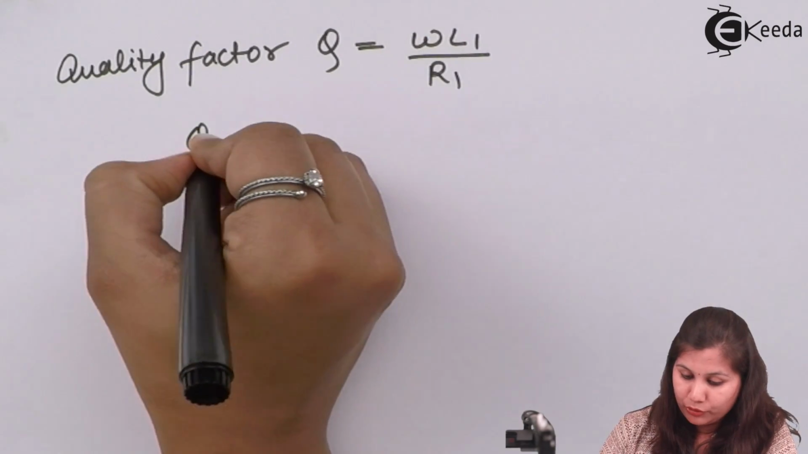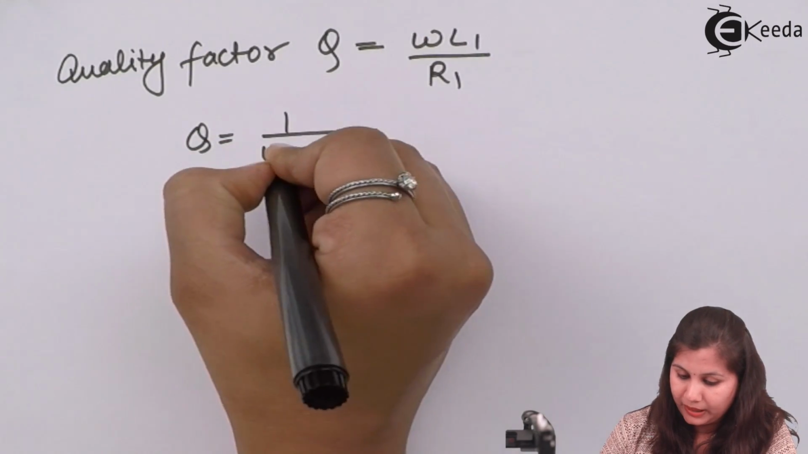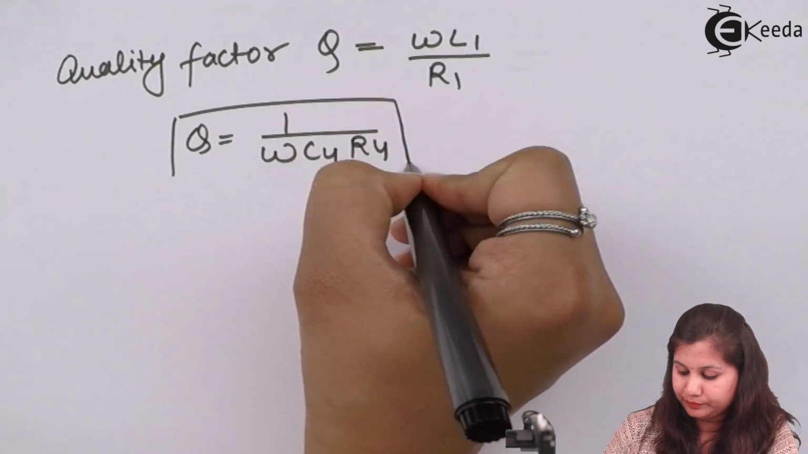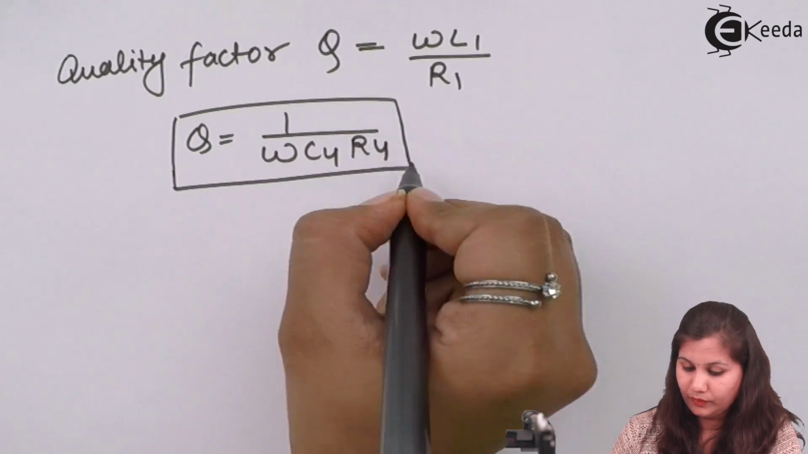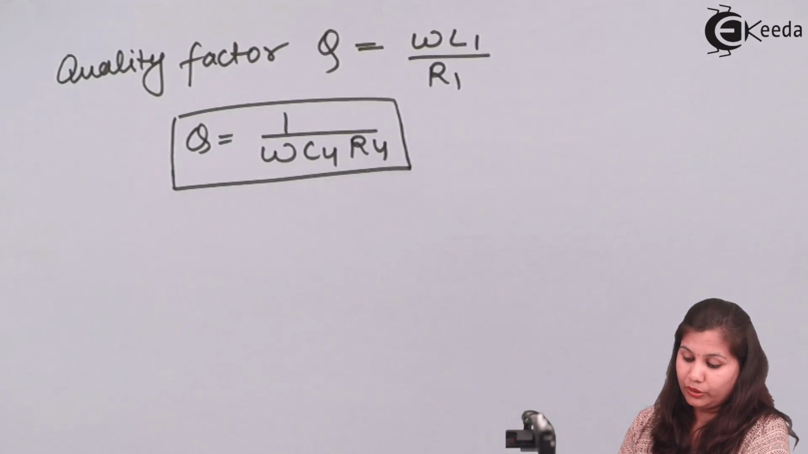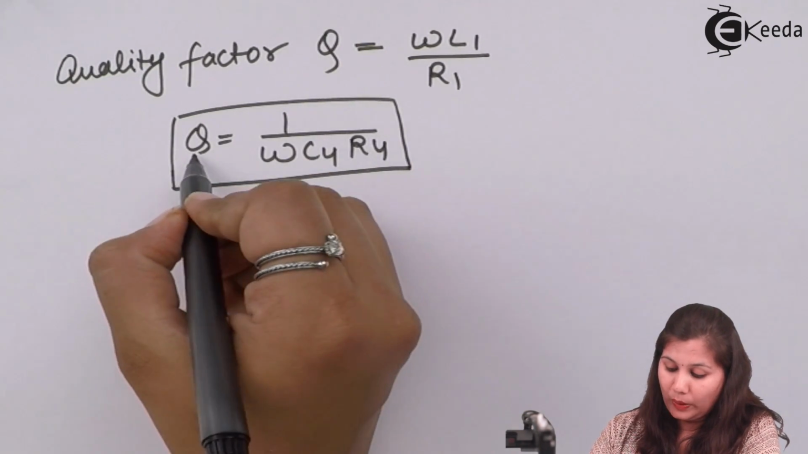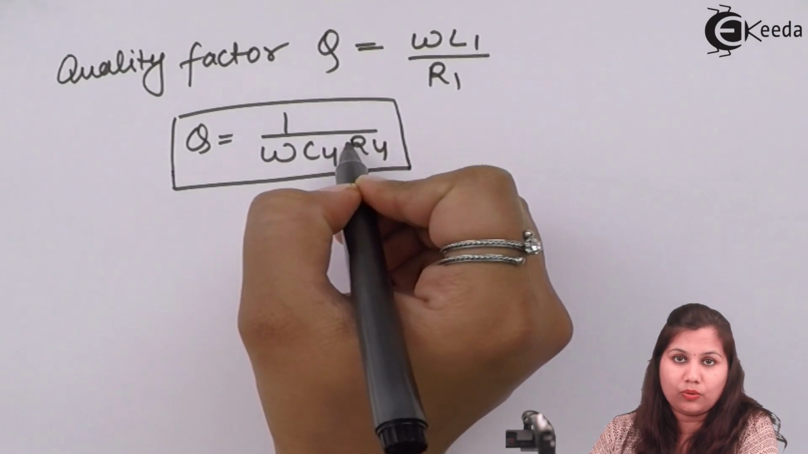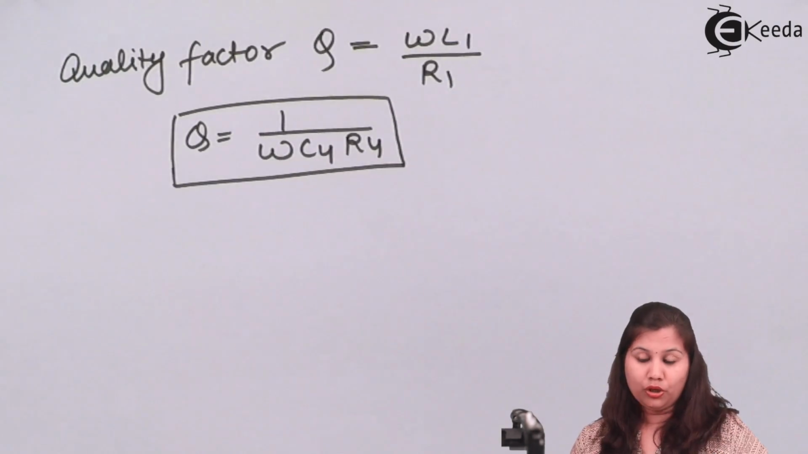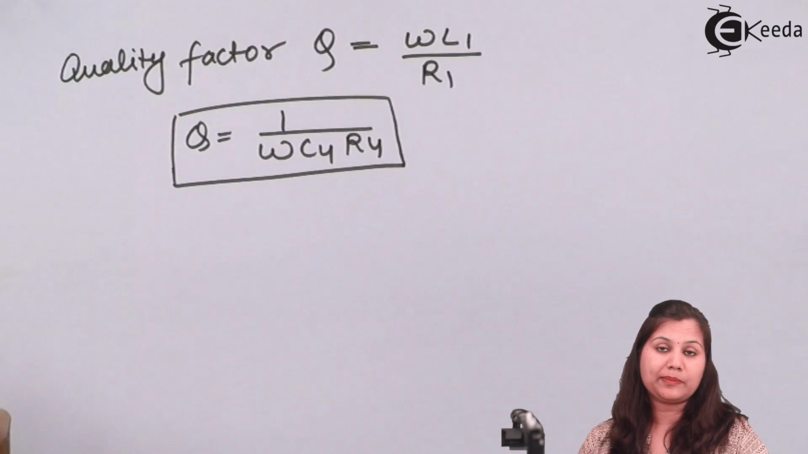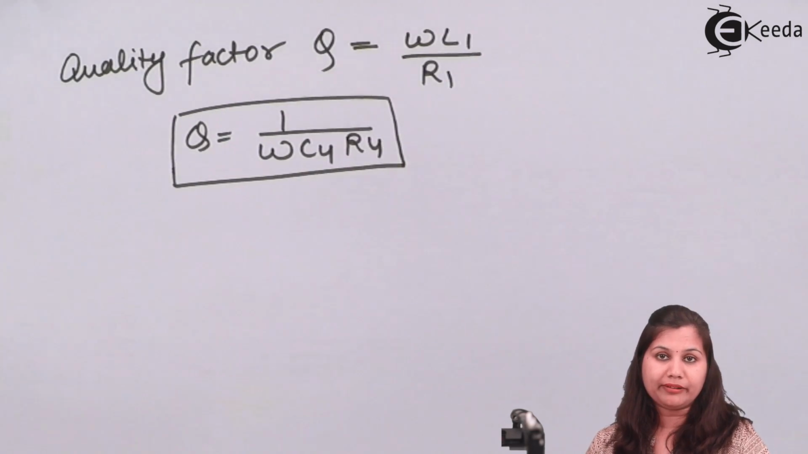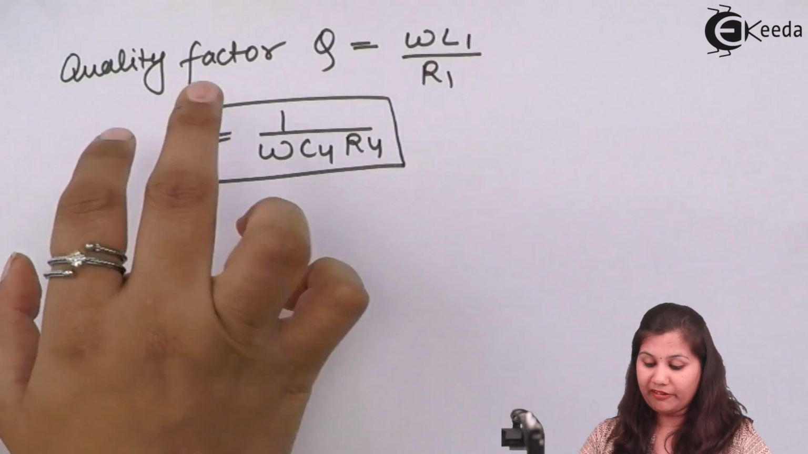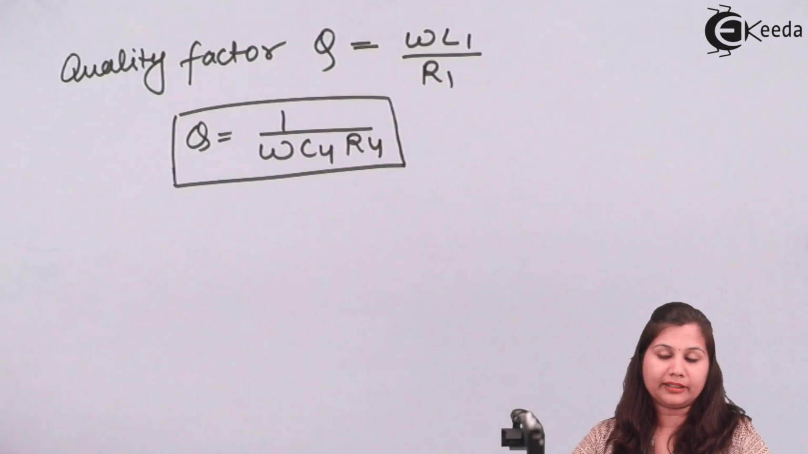So Q will come out to be 1 upon omega C4 R4. Okay, so here you can see that this quality factor is in terms of the resistance and the capacitance only. So through this Hayes bridge, we have measured the self-inductance, we have measured the resistance R1, and also we have measured the quality factor.